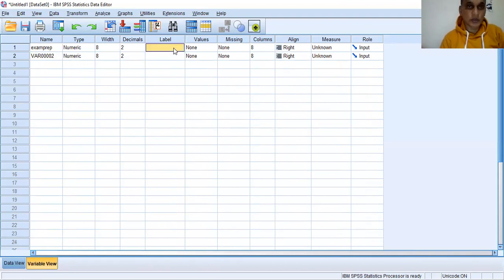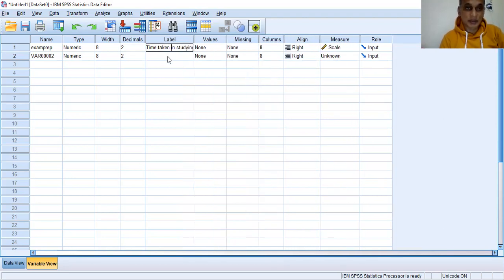The time of studying. Let's write a duration of studying. There is one variable. This variable we all know is in scale form. The other variable is basically talking about grade.